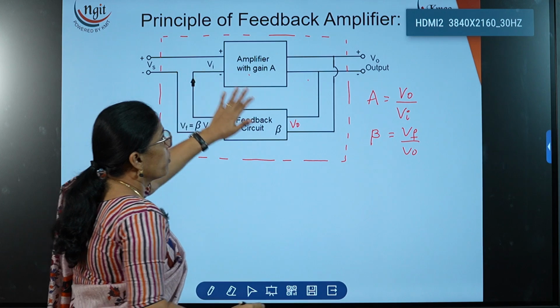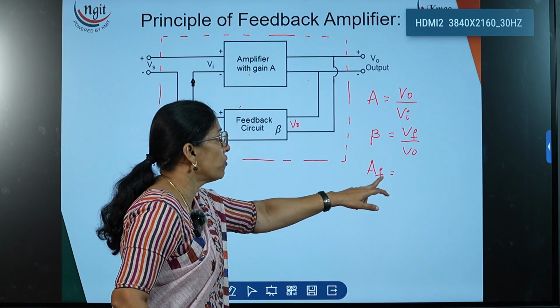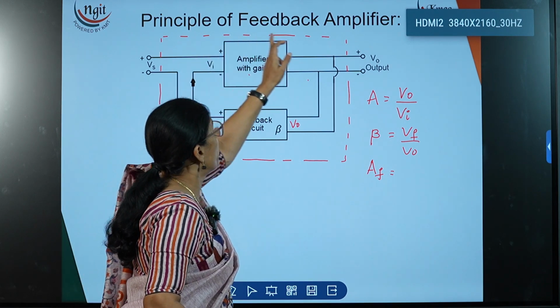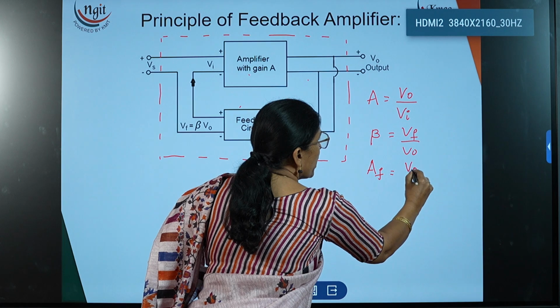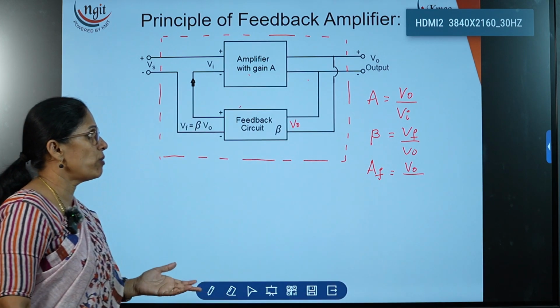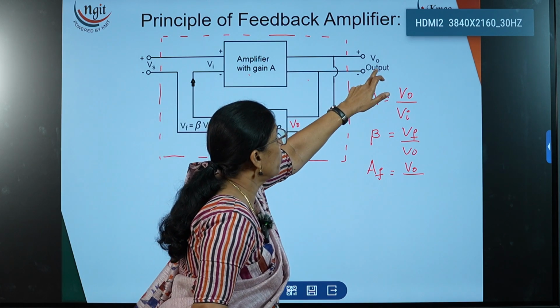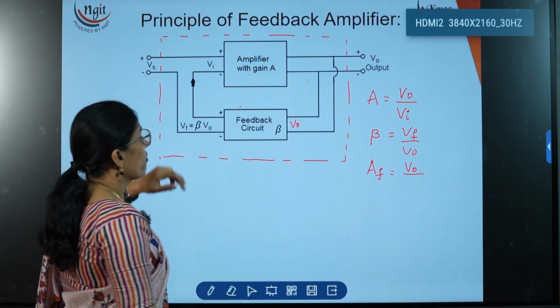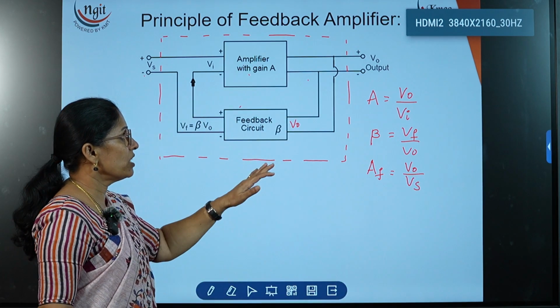Now for this, the gain is AF. AF is nothing but the gain with feedback. For this circuit, the output signal is V0. So for the gain with feedback, the formula is again output divided by input. For this complete circuit, the output signal is V0 and the input signal here is Vs. So AF is equal to V0 divided by Vs. Now these are the three factors.